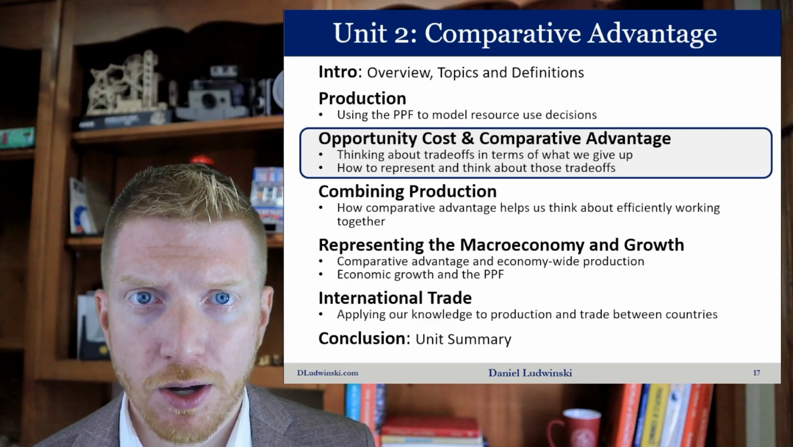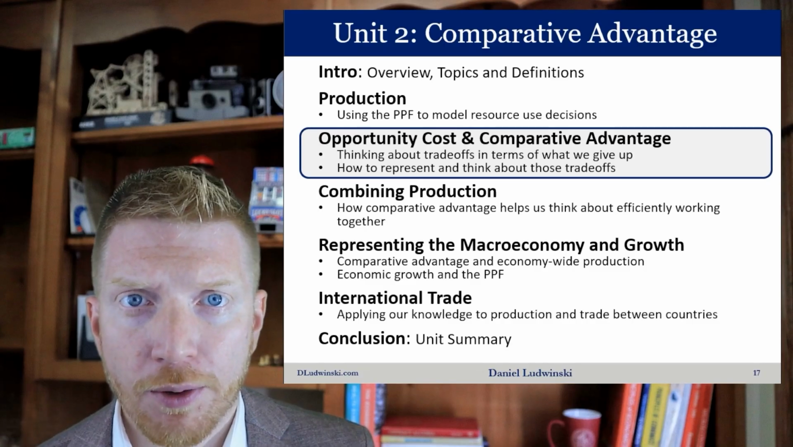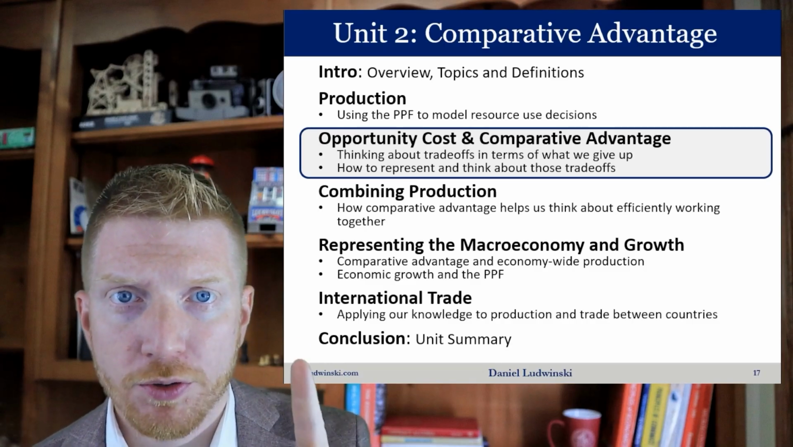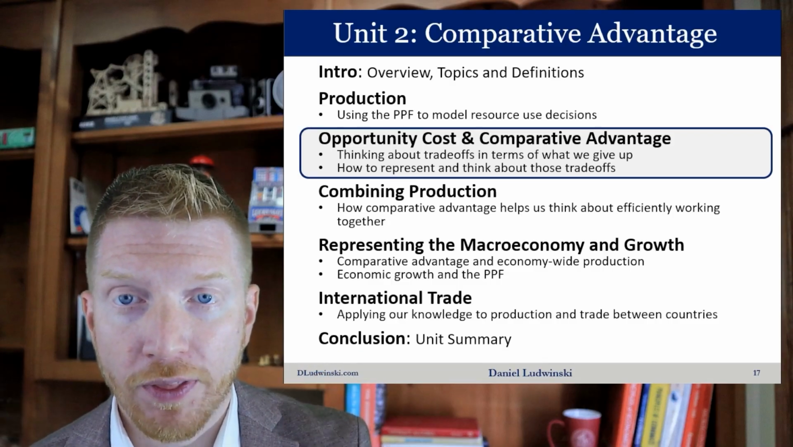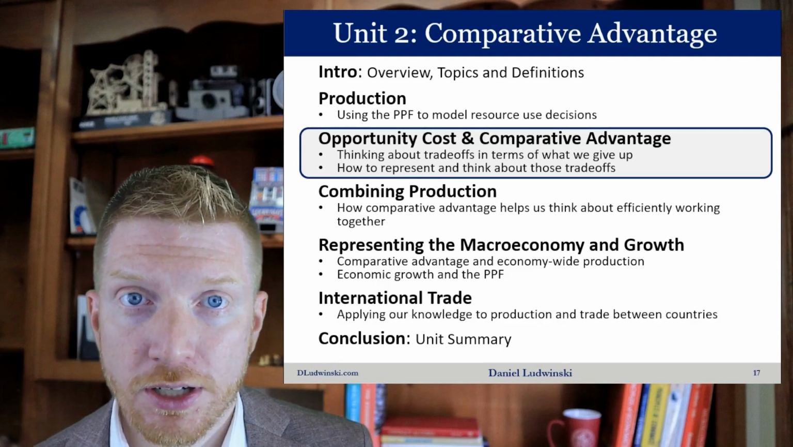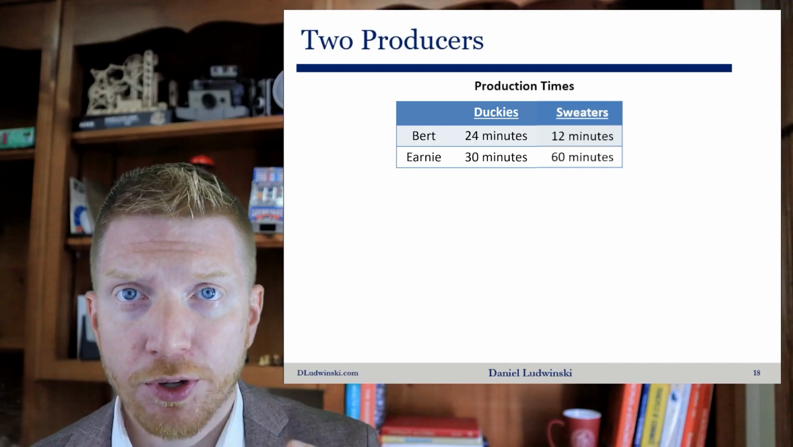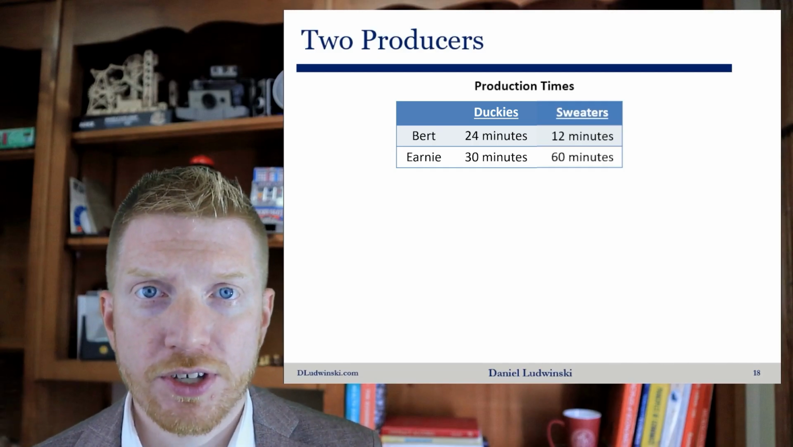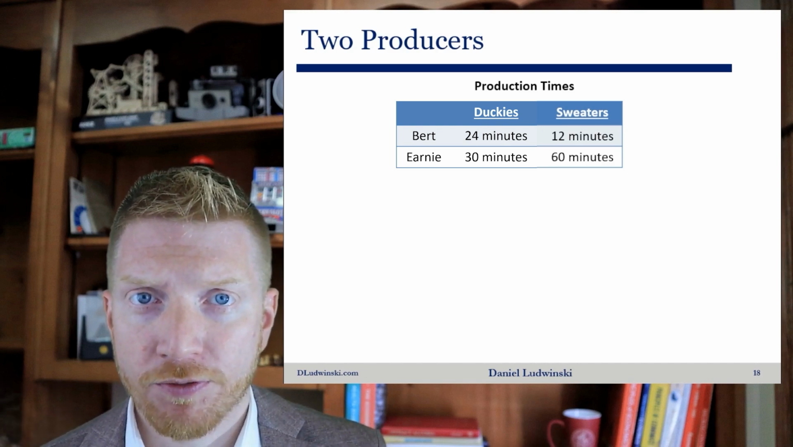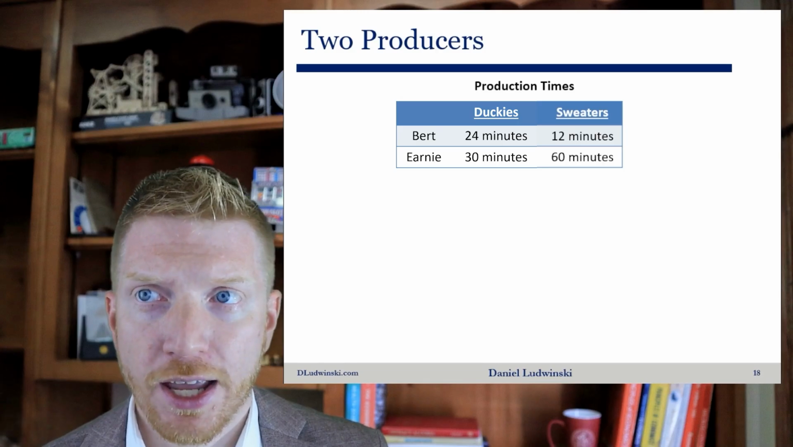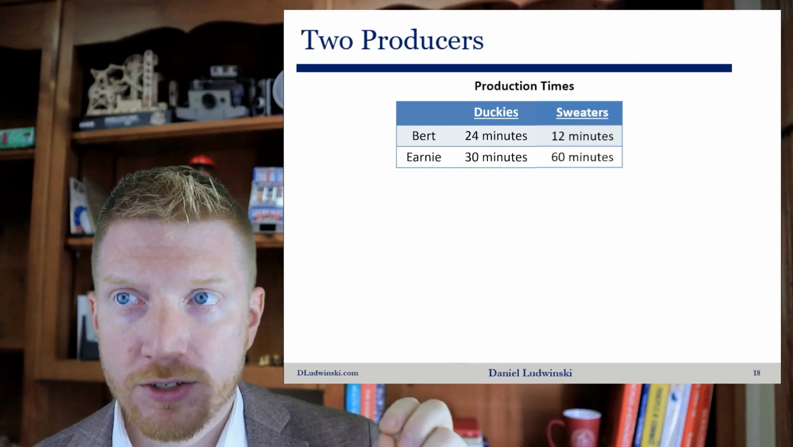We're applying that model that we introduced previously, the production possibilities frontier, and we're using that not just with one producer, but extending it to look at two and thinking about what that means in terms of production, comparative advantage, and trade. So we're going to have two producers, and the example that I'll be using is Bert and Ernie, and they're going to be making two goods. They're going to be making duckies and sweaters.